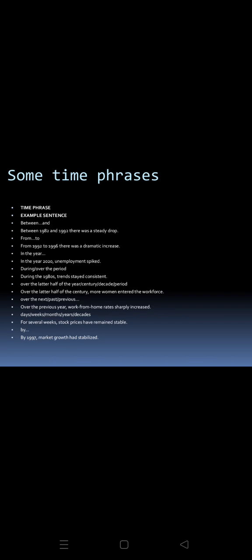So, days, weeks, months, years, decade: for several weeks, stock prices have remained stable. By 1997, market growth had stabilized. So you can make use of these time phrases as well.